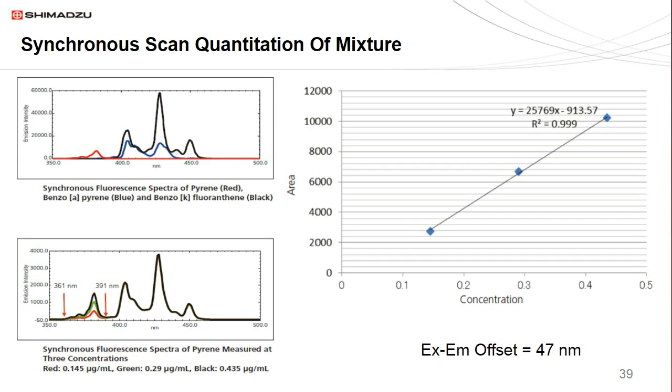If we then measure three different concentrations and calculate the area underneath the synchronous scan peak for pyrene between 361 and 391, we wind up with the quantitation data that you see presented on the right, where we plotted the area against concentration. You see we have a 0.999 correlation coefficient. So there we're going to finish up with the fact that you can use synchronous scans to actually quantitate complex mixtures if you can figure out the right delta offset to use.